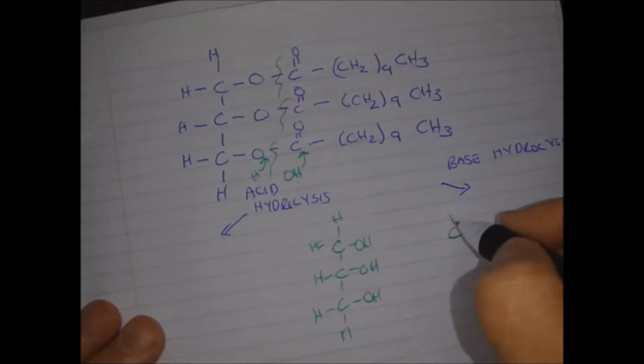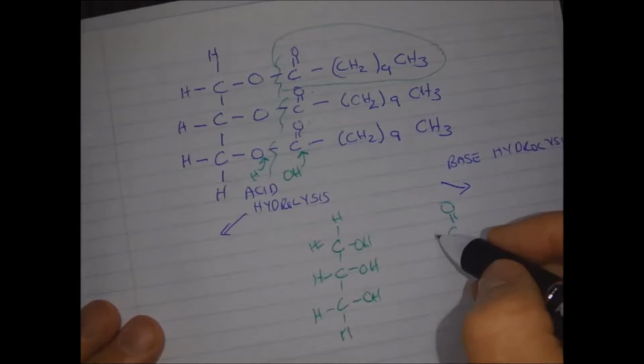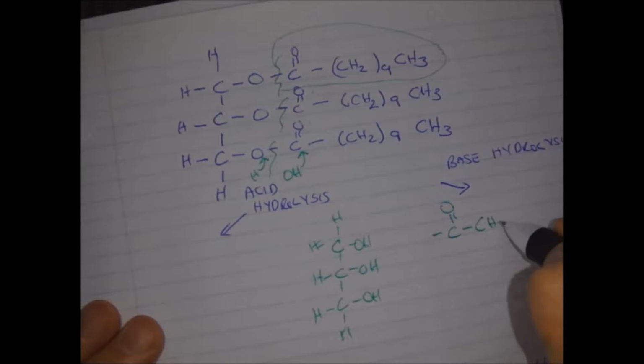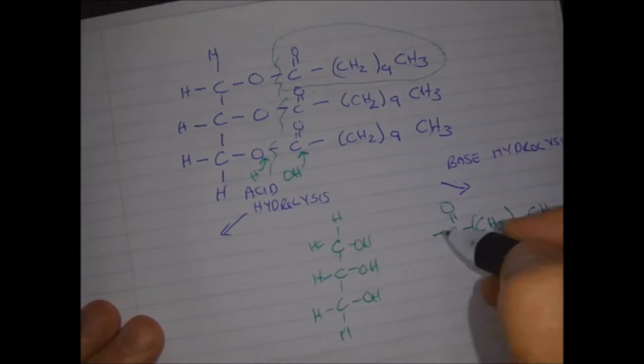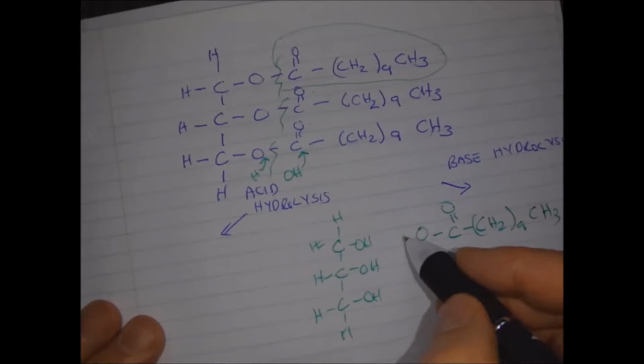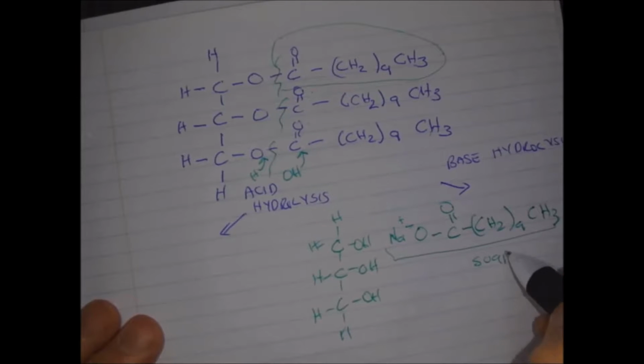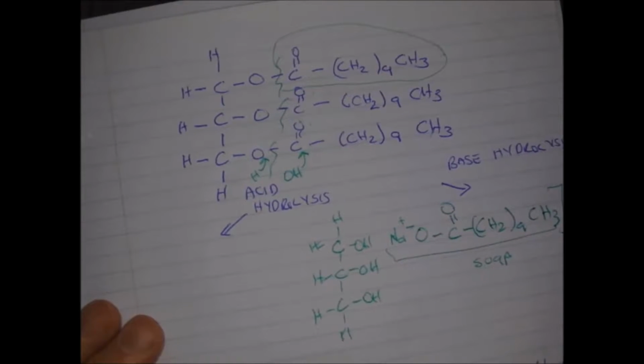Now, I'm just going to draw out one of these, and they're all the same. Now, if these were different, I would draw them all out differently. Now under base hydrolysis, it won't reform the acid. You'll get O minus and Na plus. Okay, now that has a special name, it's called soap, but we're also going to get 3 of these forming as well, because there's 3 here. Okay, so under base hydrolysis, we would get this and we would get this.